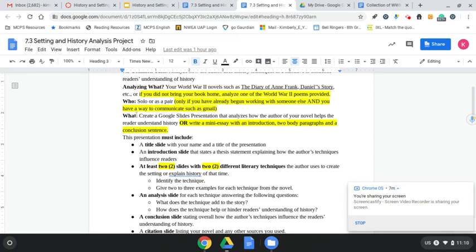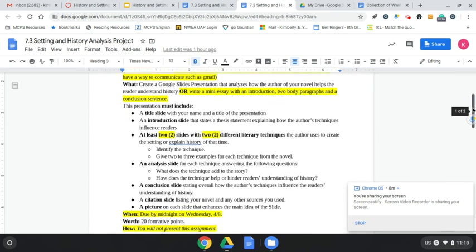So the next thing is, if you have not already created a Google Slides presentation, you may write a mini essay instead, with a simple introduction, 2 body paragraphs, and a conclusion sentence. That is fine if you prefer to write instead of creating the slides.